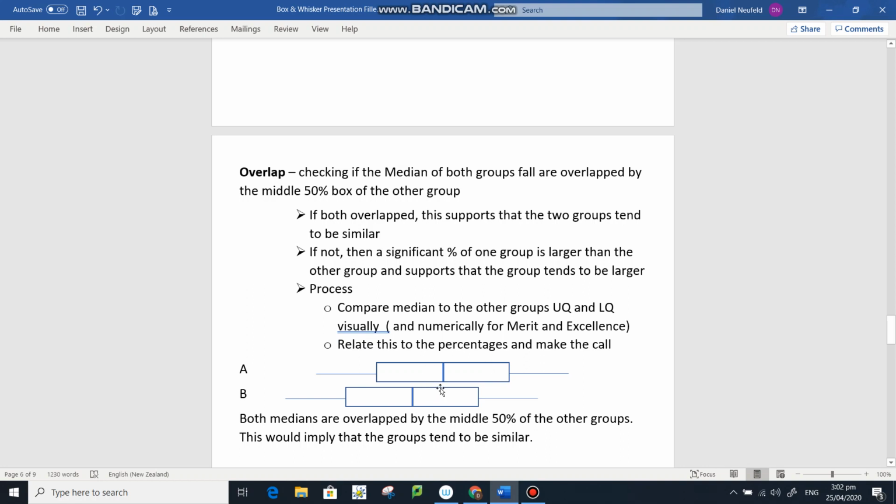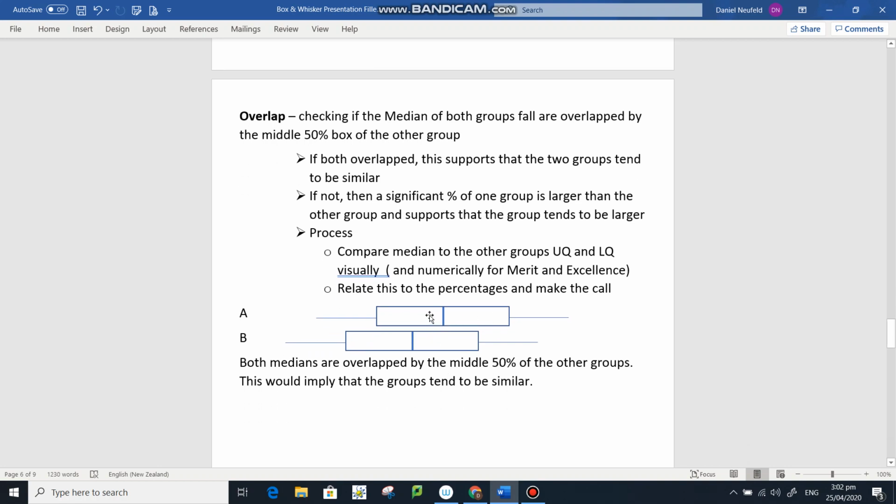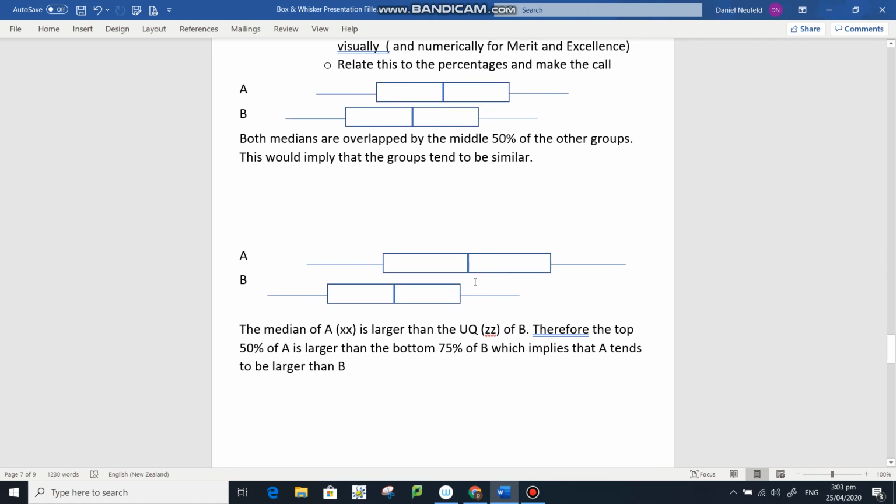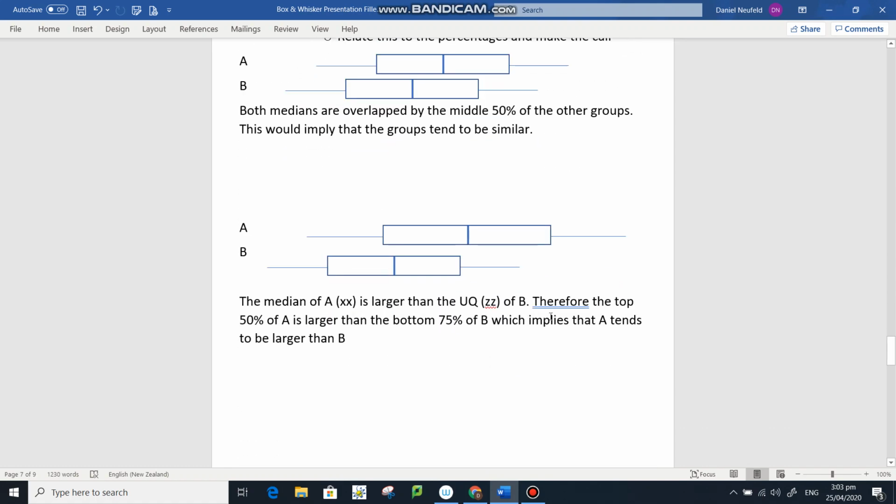Okay. Overlap is talking about whether the actual median is overlapped by the other group's middle 50% box, its IQR. If that's the case, then we're saying that the two groups tend to be similar, but there's not really a big difference. There's a more complicated shift formula where it looks at this gap compared to the overall interquartile gap. But generally, we can get away with just this simple overlap idea.